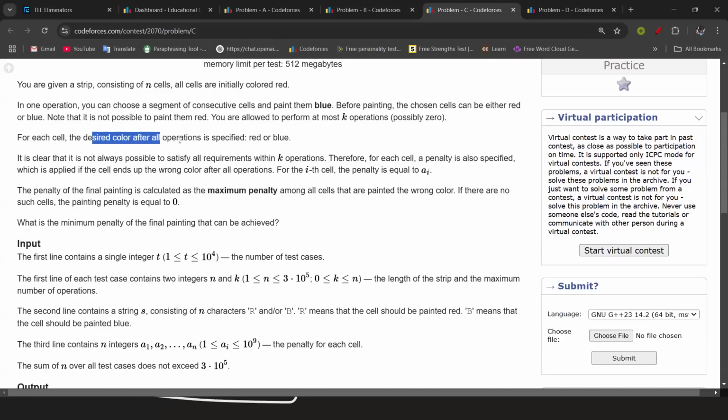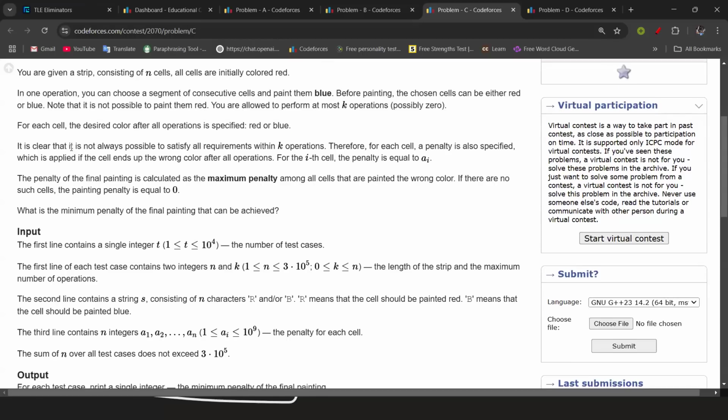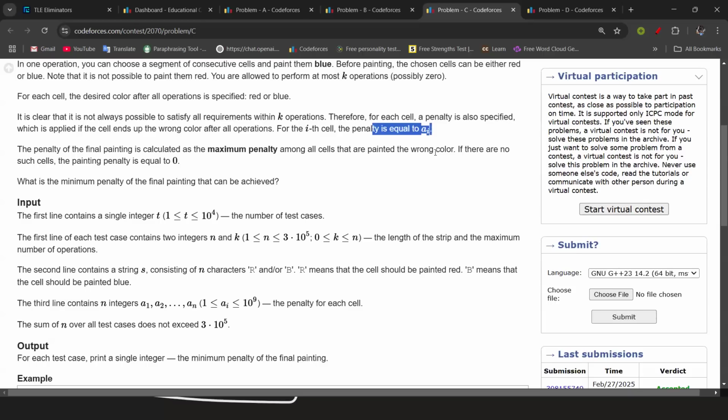For each cell, the desired color after all operations is specified, red or blue. It is clear that it is not always possible to satisfy all requirements within k operations. So for all the n cells, there is some requirement that this cell should be red or this cell should be blue. It may not be possible to satisfy all the requirements in k operations. So there is also a penalty specified, which states that if a cell ends up in the wrong color, then you would have a penalty for that. The penalty is given as A_i. So for every cell, if it ends up in the wrong color, there is some penalty given to you.